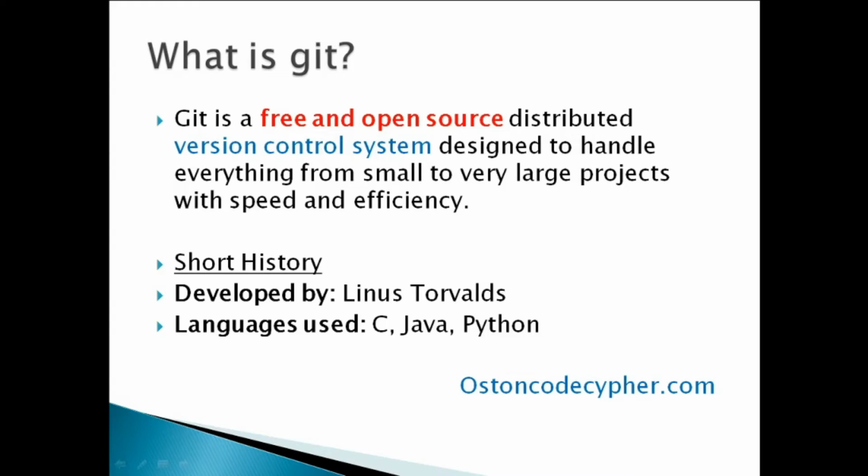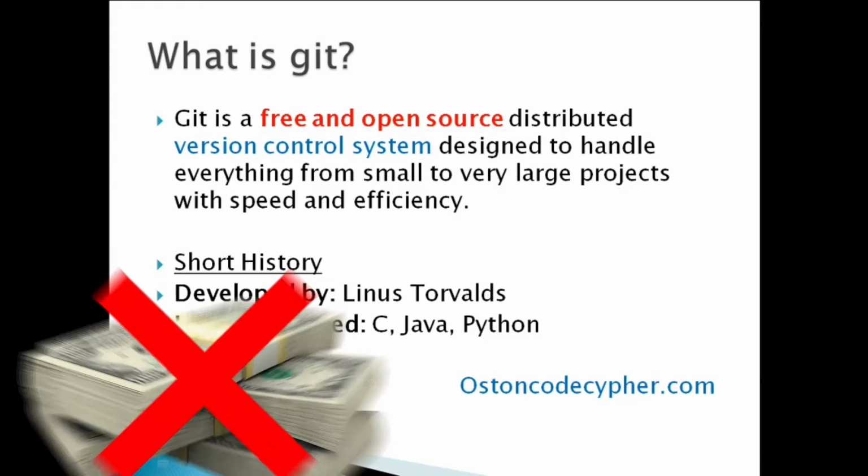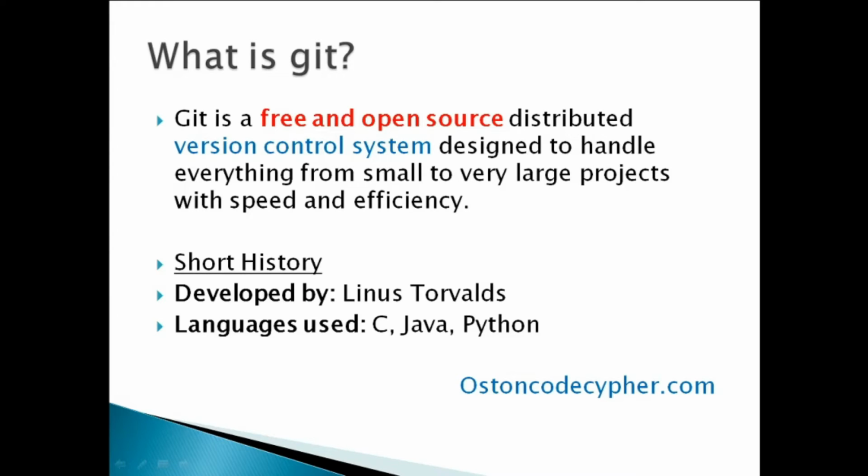And another thing that you should note about this definition, there are two highlighted words: free and open source. Being free, you shouldn't pay any single coin or money to anyone to use this tool. And another word is version control. So version control on itself is a question, and I'm going to be explaining it in the next slide. But first, let us look at the short history here. So it was developed by Linus Torvalds, written in these languages C, Java and Python.